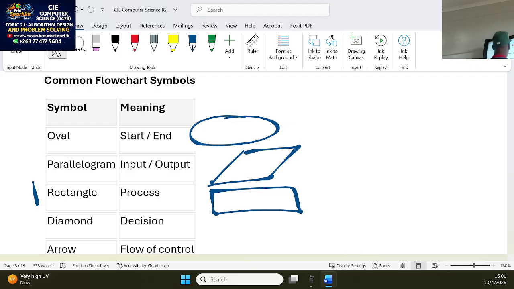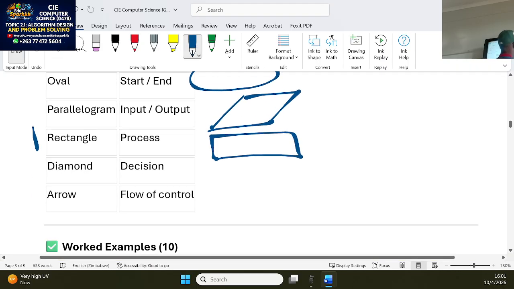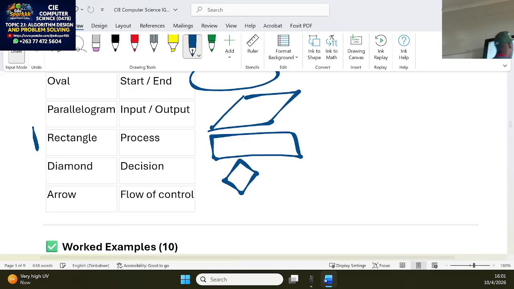Then next we'll look at a diamond. Diamond is where decisions are made. If this condition is met, which direction should we go? Then arrows, they are used to show flow of control, to say in which direction the execution of the program is proceeding. I think basically that's all that we might need under problem solving and algorithms.